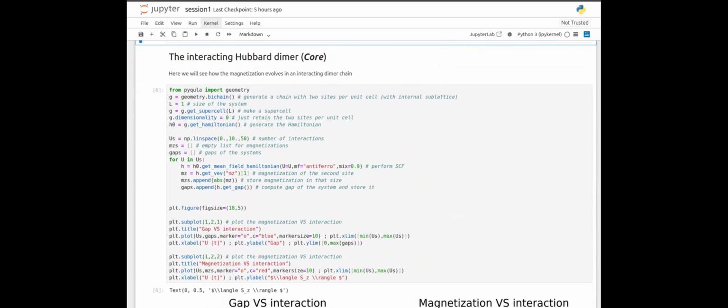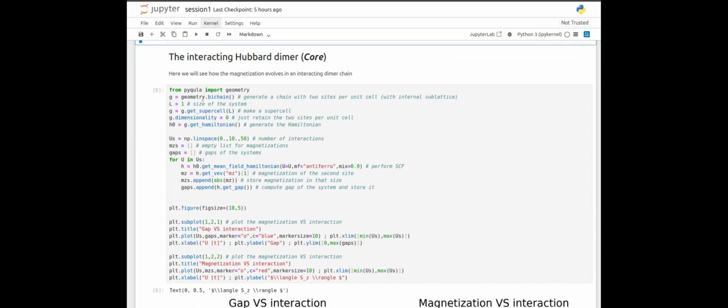Okay, now let us move on to another case that maybe allows us to understand a bit better the impact of electronic interactions in an electronic structure. So we are going to look at a Hubbard dimer. Instead of a chain, we are just going to consider two sites that have a hopping and a certain on-site interaction between them. And we solve this problem using self-consistent mean field.